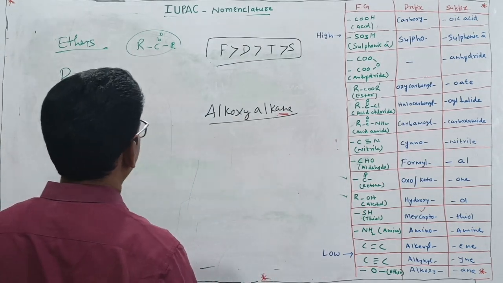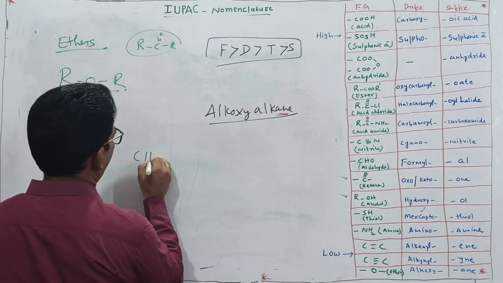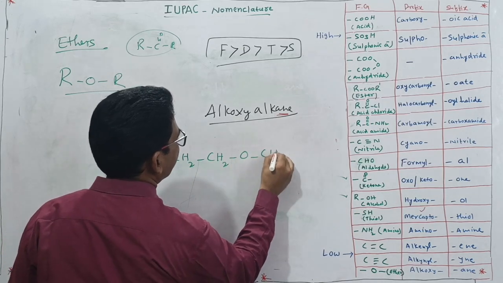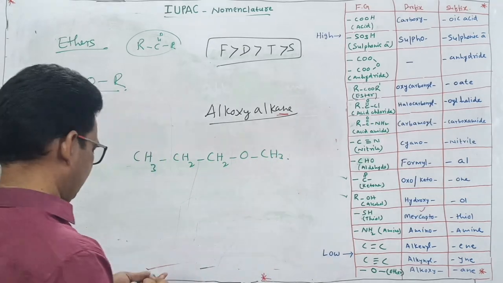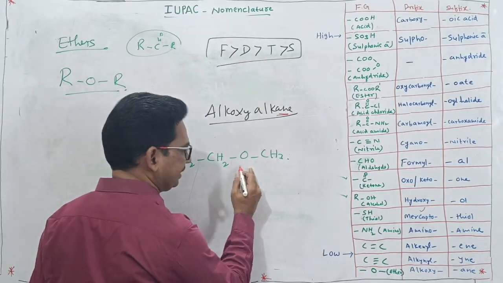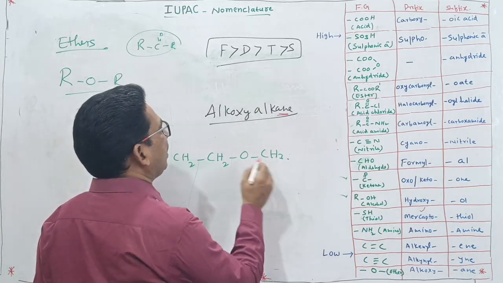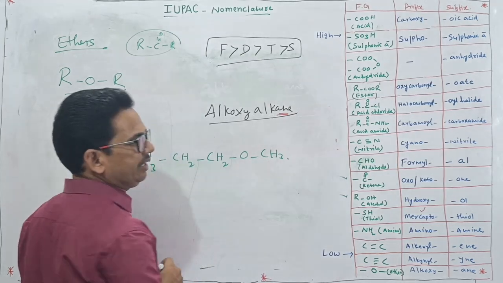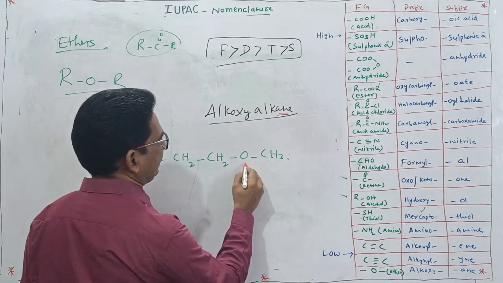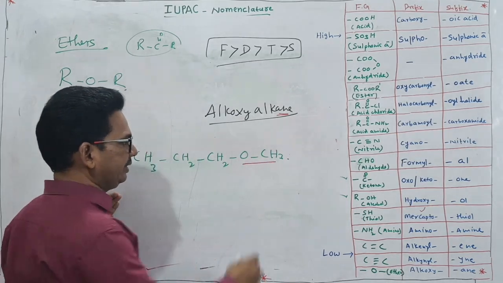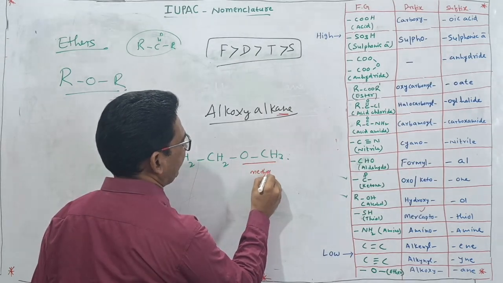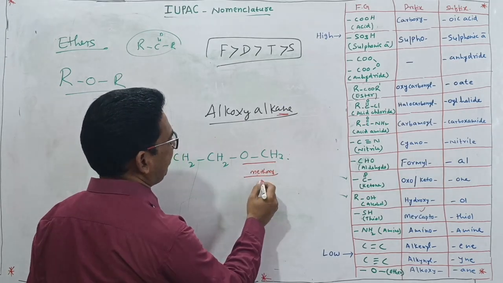Now see, I will give an example. CH3, CH2, OCH3. Now see, which one we have to choose as the alkoxy? Oxygen, which side has the methyl, meaning fewer carbons, we have to include that carbon with that oxygen. This is the methyl, then this is the oxygen. That's why what will we write? Methoxy. That's why we write it as a prefix.